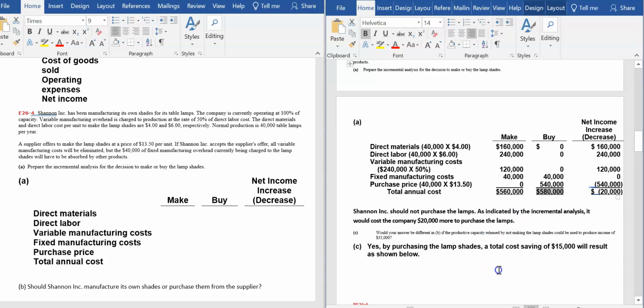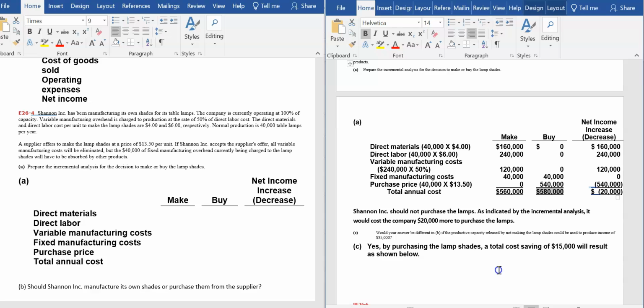From a qualitative standpoint, though, we may want to consider quality. Maybe the supplier can produce a higher quality product. Qualitatively, it might make sense to pay a little bit more if the lampshades are of a higher quality.